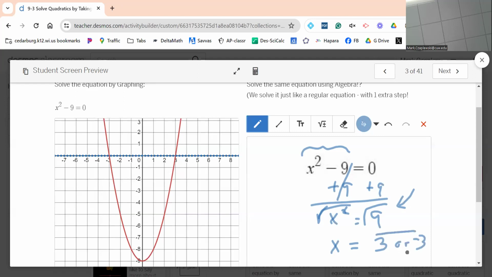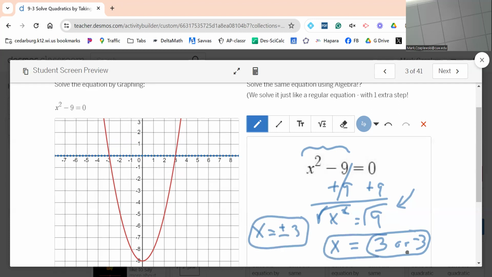So quadratics will usually have two answers. And sometimes you'll see it written a little differently with this new symbol maybe that you're not used to, plus and minus, meaning both the positive 3 and the negative 3. So both of these are kind of like the correct answer here.